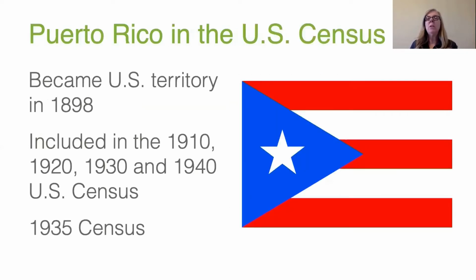Puerto Rico became a U.S. territory in 1898 and began to be included in the U.S. federal census beginning in 1910 and every 10 years after that. Currently available U.S. Census records for Puerto Rico include 1910, 1920, 1930, and 1940. There was also a special census taken in 1935 for Puerto Rico. This census can be found on ancestry.com.